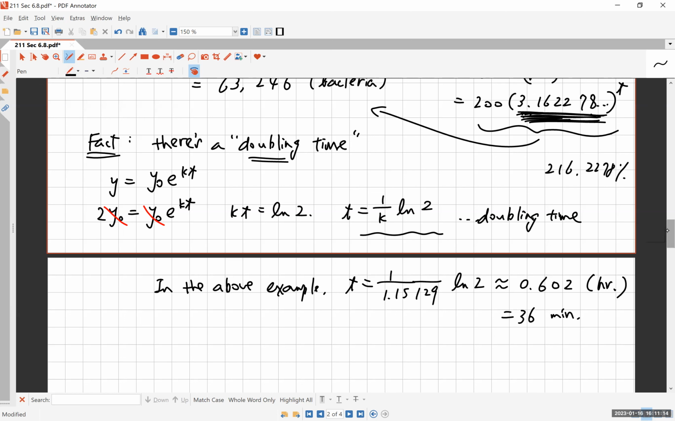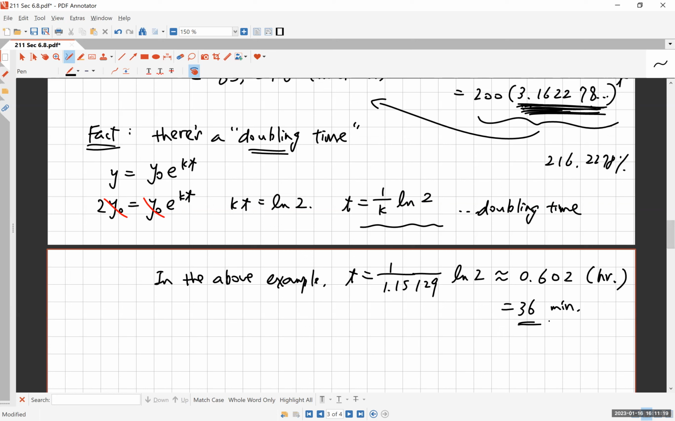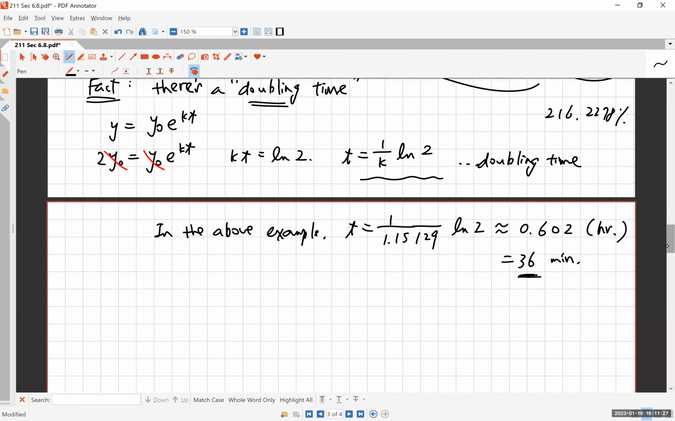So if you start with 200, 36 minutes later, you'll have 400. And 36 minutes after that, it'll be 800. It's going to be doubling of the double amount, and so on. And exponential functions grow that way. It grows so fast that it is hard to believe. Okay?